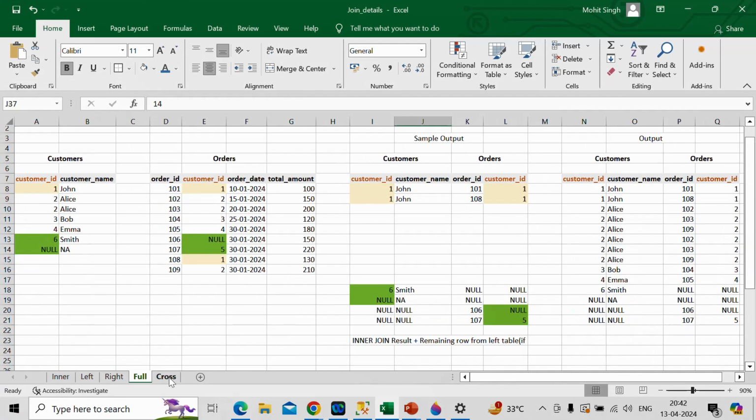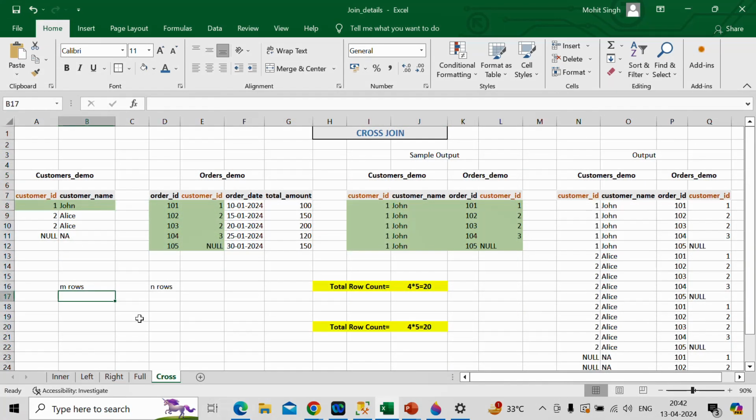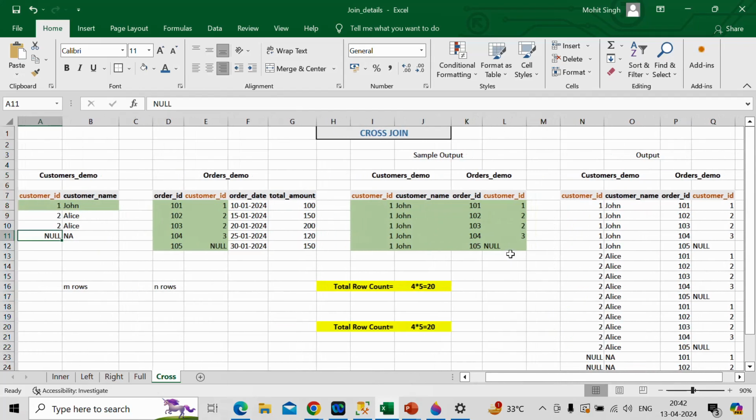Okay. Now cross join. Cross join is basically very simple. Consider this first row of customers table and map this first row with every row of second table. So this one green line will map to every green line of second table. In simple terms, for this one row, you will get 5 rows in output. Similarly, for this one row, you will get another 5 rows. For this one row, you will get another 5 rows. And for this one row, you will get another 5 rows. So total rows would be 4 into 5, which is 20 in case of cross join.